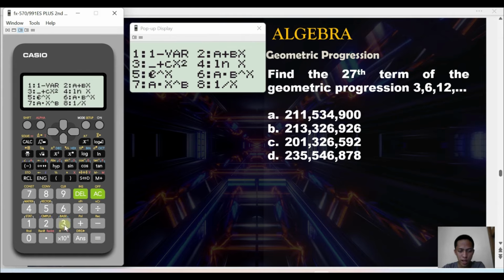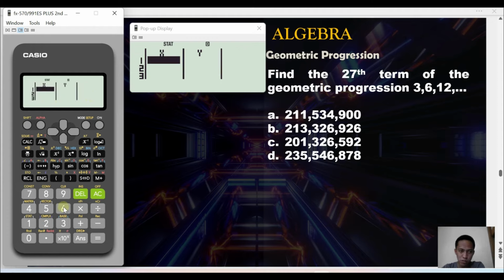Mode stat. Ayan. And for geometric, ito yung gagamitin natin. Okay? So, may power siya. A dot bx, b raised to x. So, yan yung form ng ating geometric equation. So, number 6. So, again guys, x is the position, kung pang ilang term siya. Y is the value. Okay? So, the first term is, we have here 3 equals. The second term, so equals lang. The second term is 6. Okay, so kahit wag mo nang ilagay yung third term.